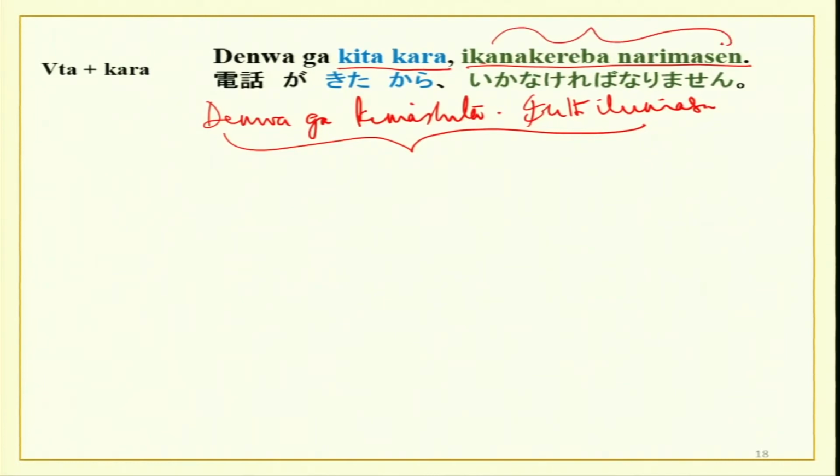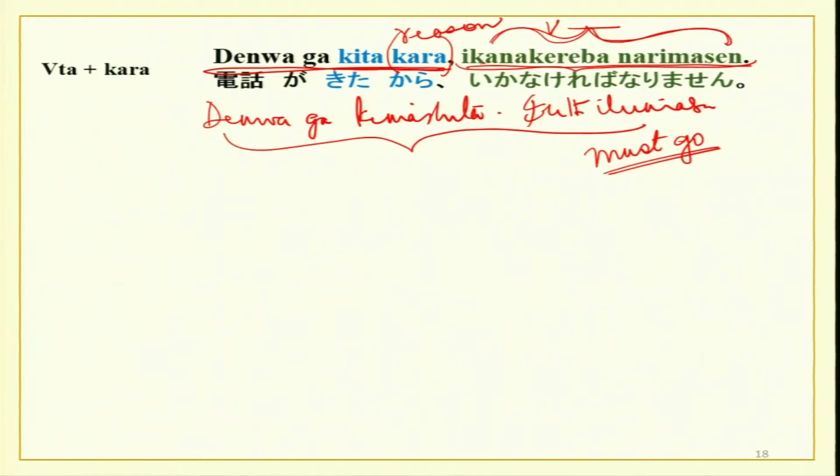But we also have nakereba narimasen. What does this mean? It means that I must go. I cannot not go. I have to go. It is a must. I have told you earlier as well. So, when you join the two and you are giving reason for must go, we do it with kara. So, denwa ga kita kara. It has already come. This activity is over, and because of this activity, I have to go now. Ikanakereba narimasen.